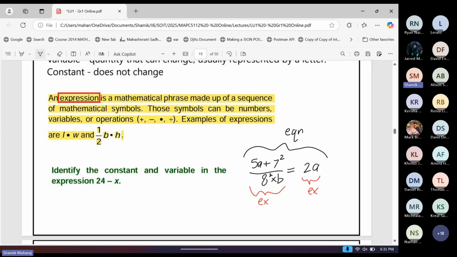Sometimes you may not be given it in terms of an equation. You can just be given the expression alone. You could just be given this here without an equals sign. That's okay, that's still an expression. The distinction between these two is more important than the definitions themselves. So just remember this distinction.